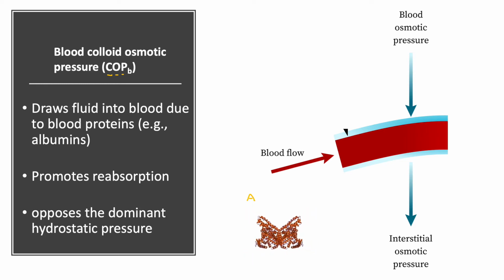So we're going to have albumin dissolved within our blood, within the capillary, and we said that the fluid wants to go where we have more dissolved protein or colloid. And in this case, we're talking about albumin. So fluid's going to want to enter this capillary. So that's going to promote reabsorption. It's the driving force for reabsorption. And this is going to oppose the dominant hydrostatic pressure, and that's the hydrostatic pressure of the blood that's forcing fluid outward into the interstitial fluid.